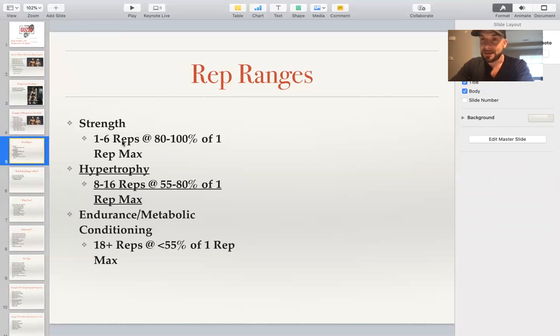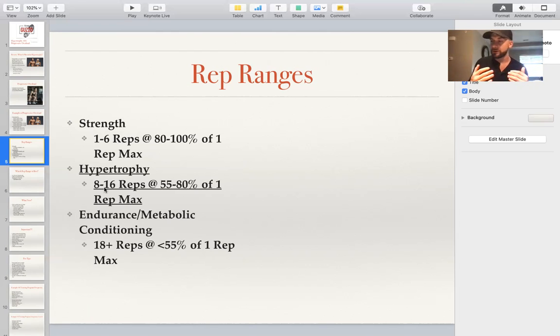Hypertrophy basically is more or less about the time under tension. The amount of time that you are putting, say, your chest, right, if you're doing a chest press, under tension, right, with a heavy weight, a weight that is anywhere from 55 to 80% of your 1 rep max. You want to do that 8 to 16 reps.